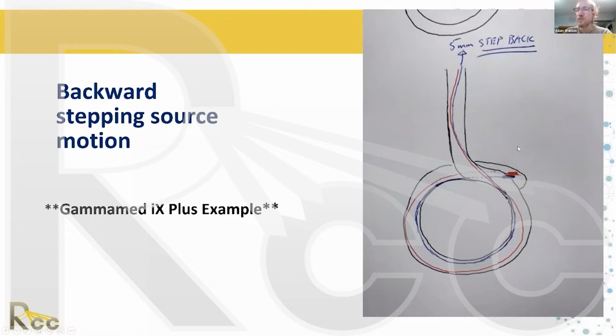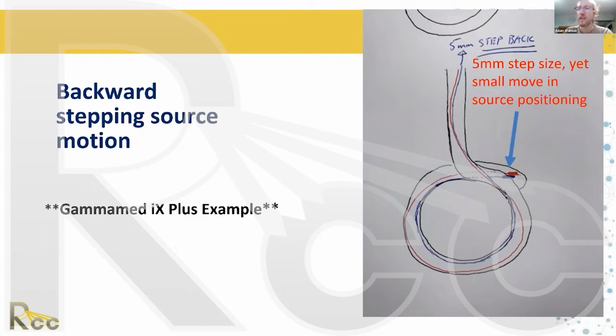And then subsequently, every 5 millimeter step size, it's already tight, so it just moves the source 5 millimeters back, 5 millimeters back, 5 millimeters back. But that first one, those first few dwell positions over the first, say, 3 to 6 millimeters, are really just tightening the wire around the ring and not really moving the source. So that's the main mechanism for backward stepping motion.